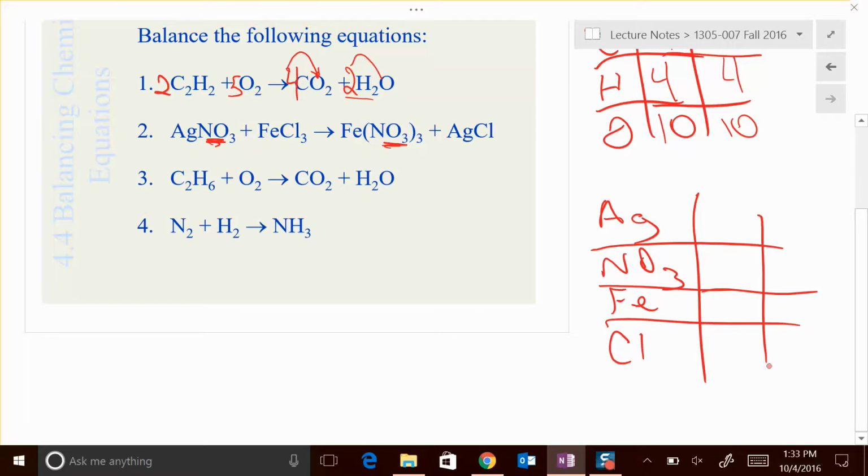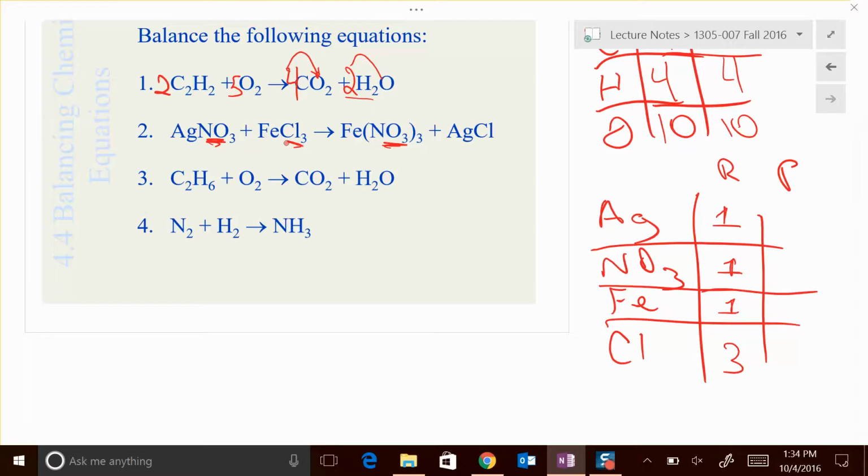Okay? How many silvers do I have on the reactant side? How many nitrates do I have on the reactant side? 1 NO3. I have 1 of them. How many Fe irons do I have? How many chlorines? 3 chlorines. Okay?